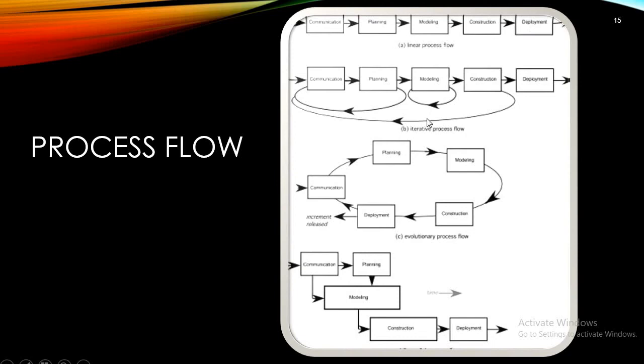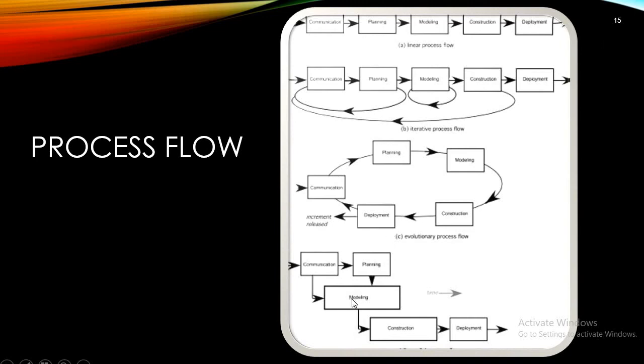And the next we have is iterative process flow. Under iterative process flow, it repeats one or more of the activities before proceeding to the next. So we call it an iterative process, as defined in the diagram. And the next we have is evolutionary process flow, which produces the complete version of a software. In this evolutionary process flow, the activities are executed in a circular manner, and each circuit leads to a more complete version of the software.